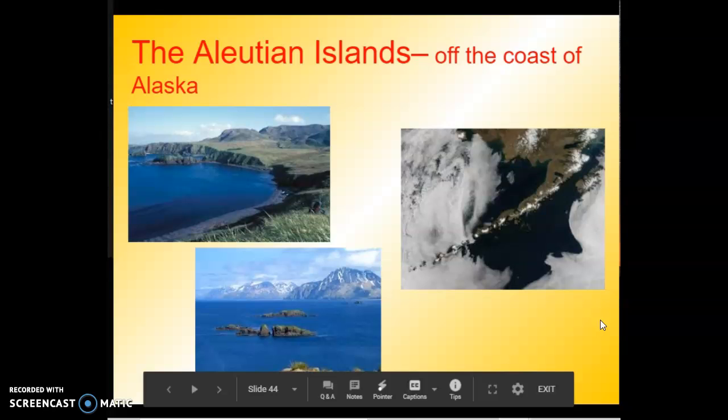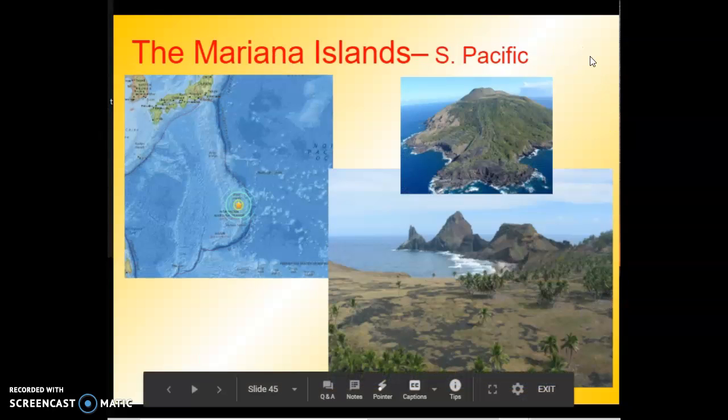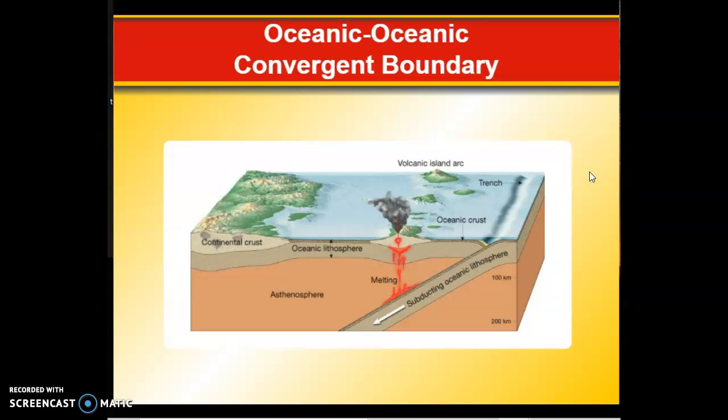The Aleutian Islands, which are off the coast of Alaska, that little trail of islands. And then the Mariana Islands. This is found in the South Pacific, and these islands are formed in the exact same way. You can see that continental shelf, and we have oceanic to oceanic plates meeting to create these islands. So our convergent boundary we can see here, there's our trench. So the Marianas Trench would be one of these, where there's oceanic lithosphere and then a subducting oceanic lithosphere.